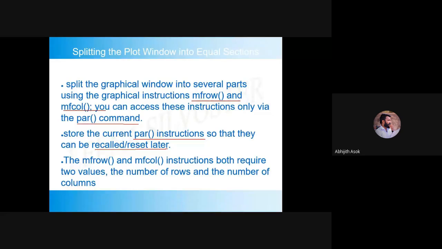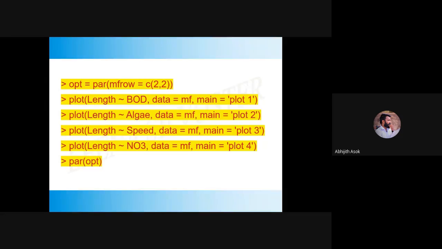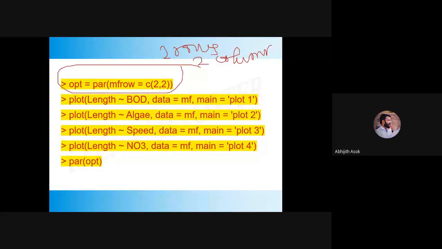The arguments of mfrow and mfcol are the number of rows and the number of columns. This is the syntax: the first value represents the number of rows and the next one represents the number of columns. Once set, the split plot window remains in force until altered or reset to the original value. Here we are using 2 by 2, so mfrow 2 by 2 means we need 2 rows and 2 columns. The whole screen is split into 4 parts.